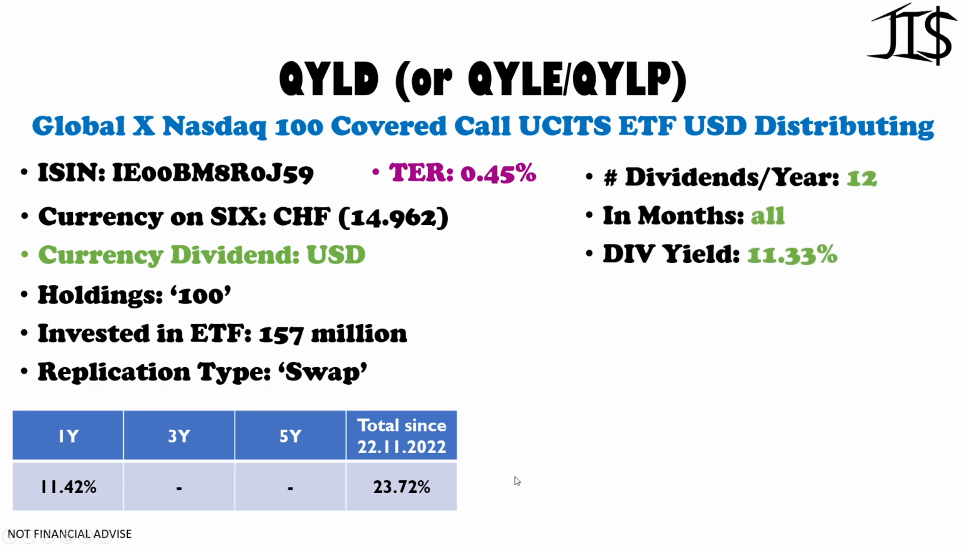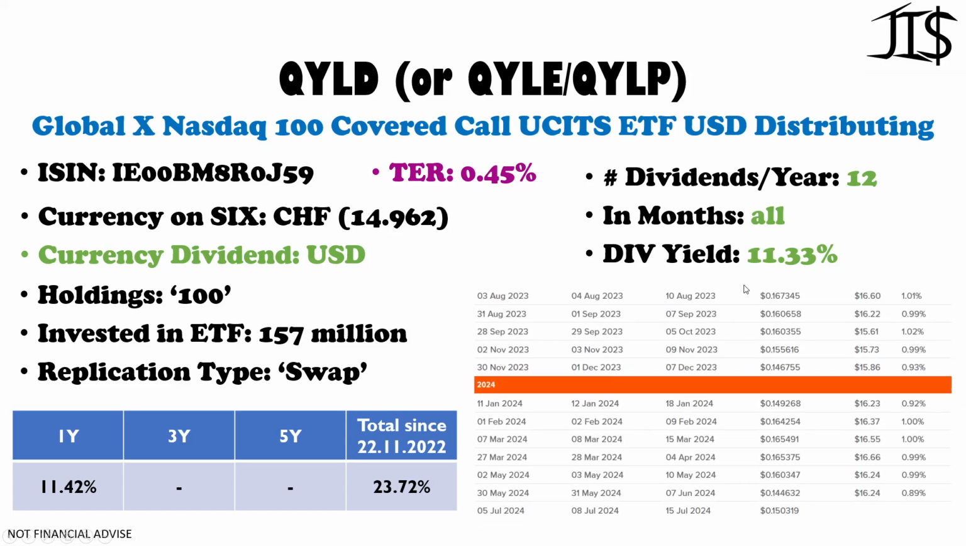So once again, they are monthly paying ETFs, so here as well 12 distributions in a year, and the dividend yield here is 11.33%. And this one is not an estimation as well because they are around since November of 2022. So we have the 12 distributions of the past 12 months. In fact, the past 11 months, and this month still needs to be paid out. So ex-coupon date was the 5th, so on Friday, and it's going to be paid out on the 15th of July.